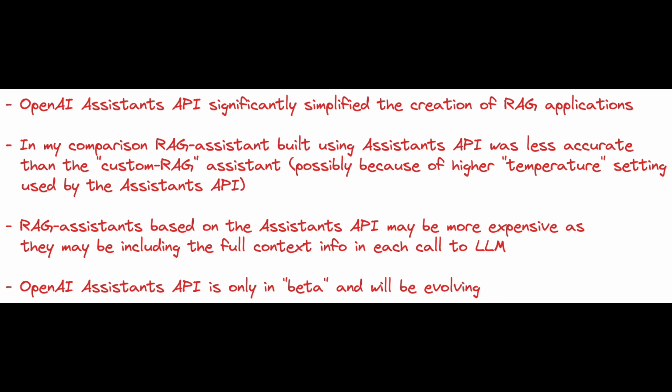Some key conclusions from this comparison are that OpenAI Assistants API significantly simplified the creation of RAG applications. In this comparison, the assistant using Assistants API was less accurate than the so-called custom RAG, possibly because it used temperature above 0 in the requests sent to LLM. Also, RAG assistants based on the Assistants API may be more expensive because, as it's written in the documentation, they may be sending all the context in each request if the context document is not big. But also it needs to be noted that OpenAI Assistants API is only in beta and will be evolving further.